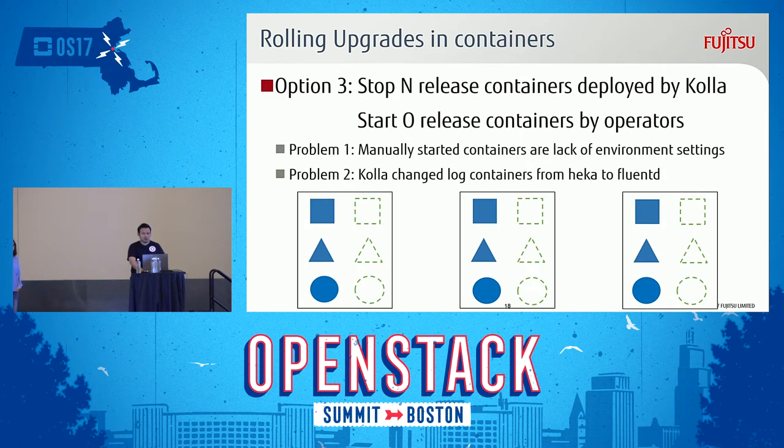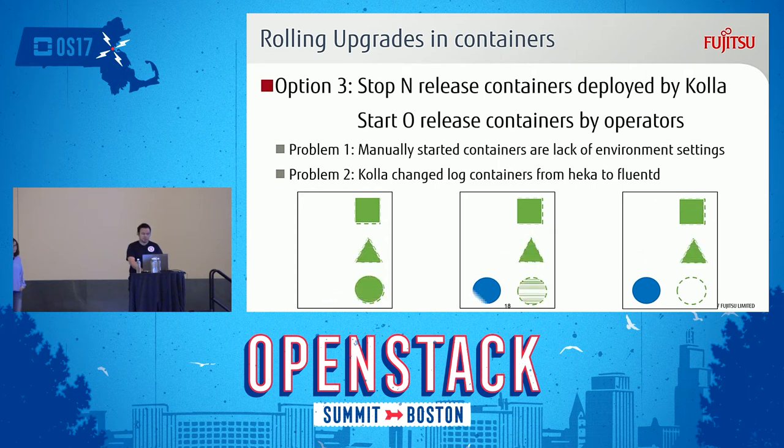And the last option, we try to deploy the Newton release and then pull the Okata release into the ignode, stop the Newton release manually and start the Okata release manually. This comes with two problems. The first is, if we manually start the container, we may lose some environment settings or some configuration from the Kolla automation tool. The second is that from Newton to Okata, Kolla deprecated the log container from Heka to Fluentd. So this option also cannot achieve the rolling upgrade in container.